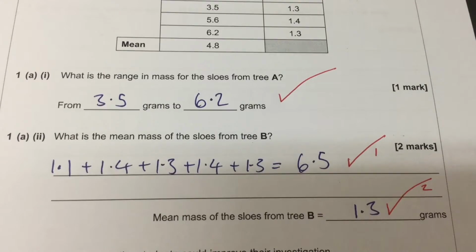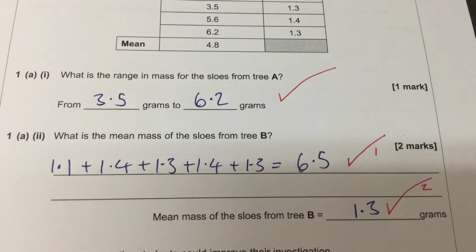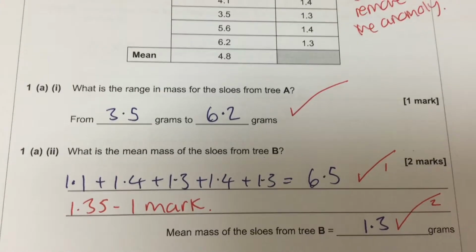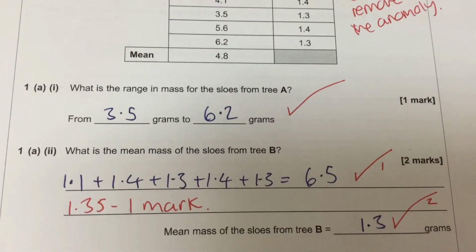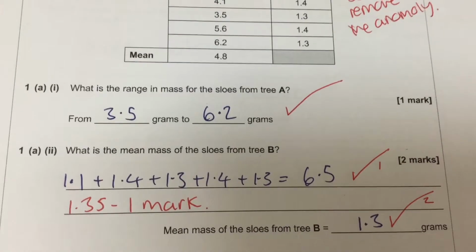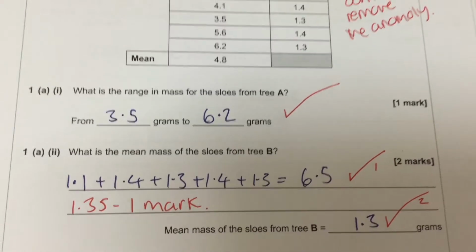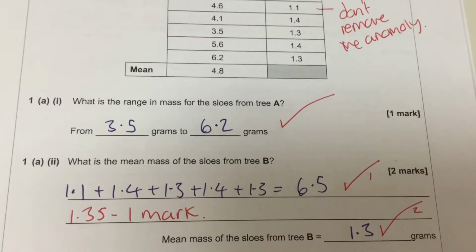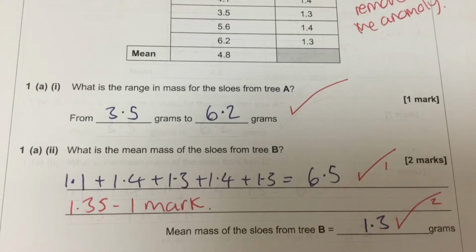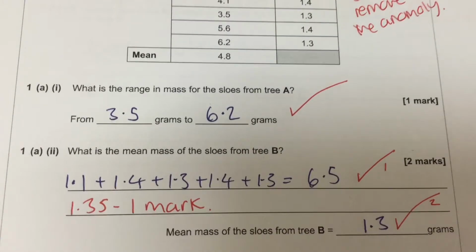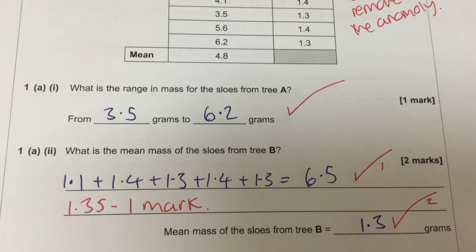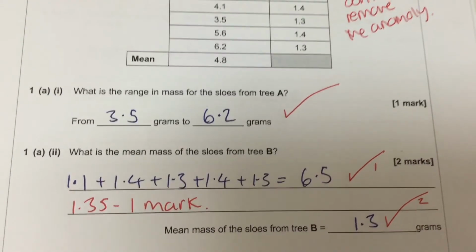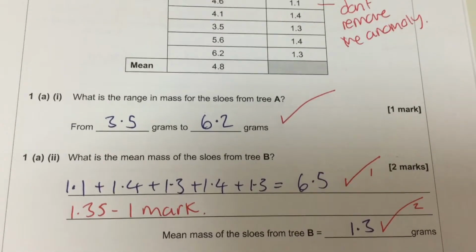Now, they didn't want you to remove the anomaly, the 1.1 value in this. And I think that's because in biology, often the anomaly is important. Think of an investigation where we're investigating the side effects from drugs. 1 person in 1,000 experiencing a side effect is important. We wouldn't disregard it in biology. However, if you did disregard the anomaly and you got a mean of 1.35, you were given 1 mark for that.